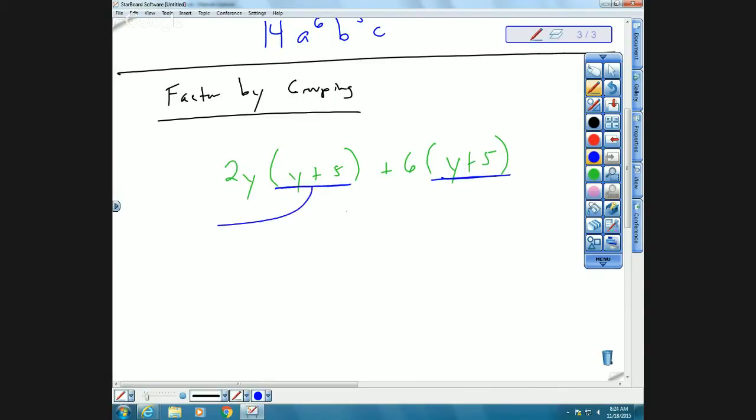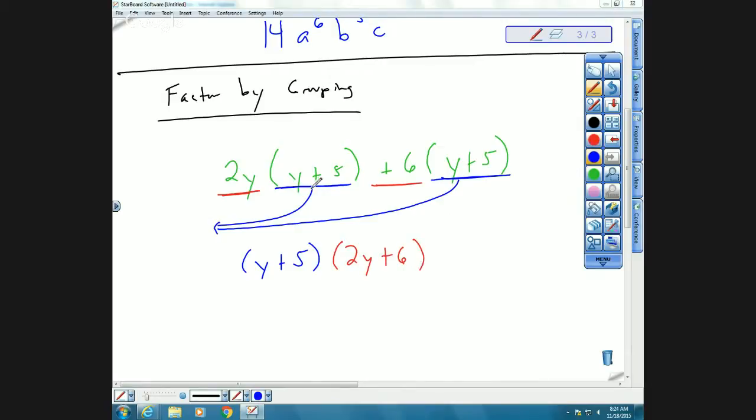Okay, so if I pulled these out, this is one way to think about it. This is why they do this with the GCF. If I pulled the y plus 5s both out, pulled it out to the outside, that would leave me with 2y plus 6. So I put 2y plus 6. Now that's one way to think about it, is that you're pulling the GCF out.